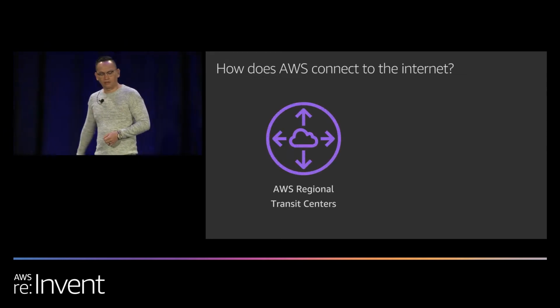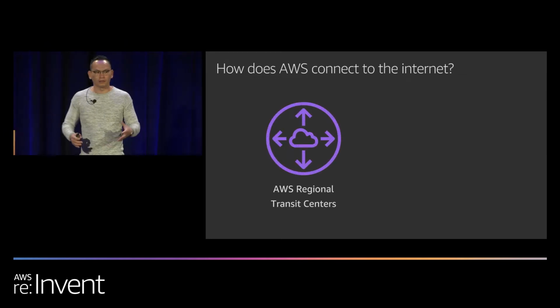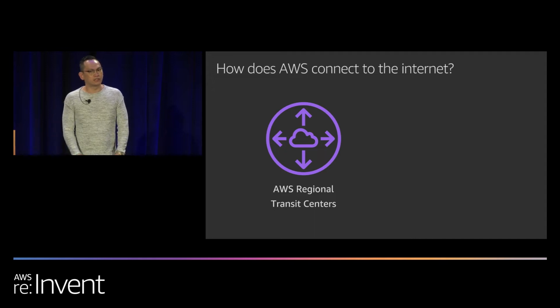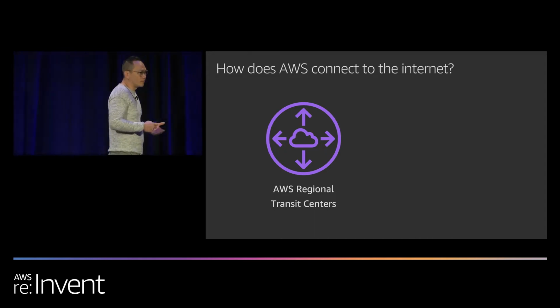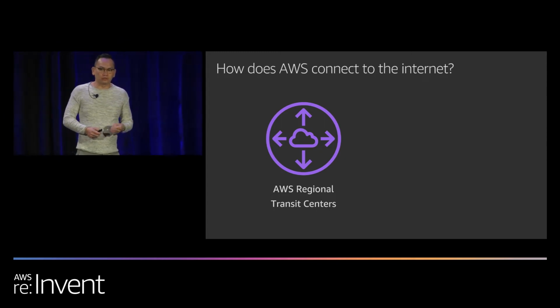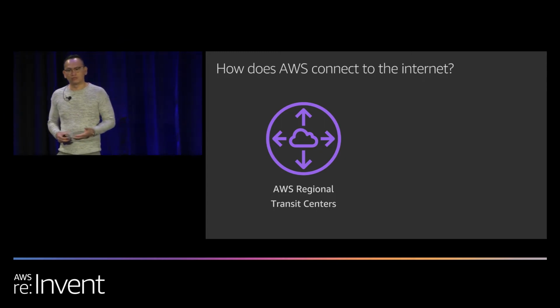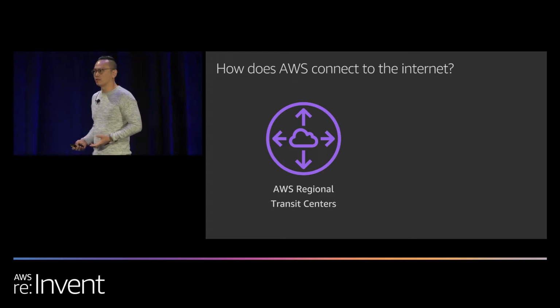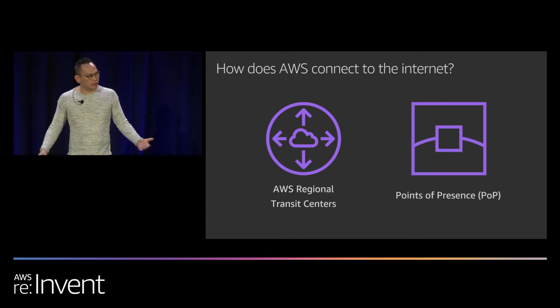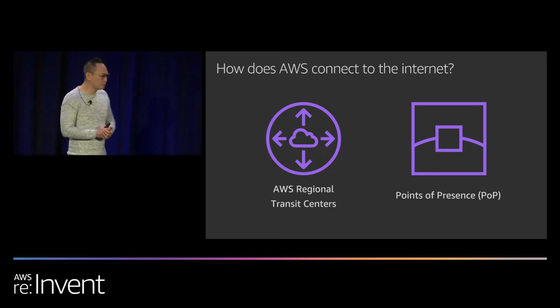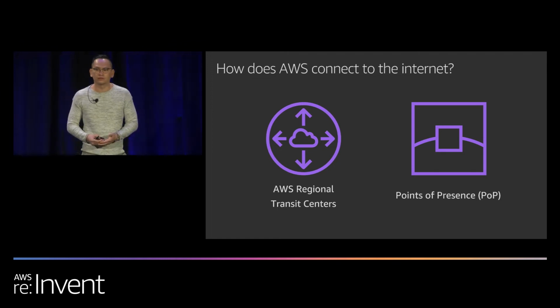Okay, so I talked about the backbone network and the infrastructure on the backhaul, but how do we actually connect to the internet, right? The first way that AWS connects to the internet is through our regional transit centers that sit within the AWS regions themselves. Networks can come and peer with us directly there. But we also have our points of presence, our edge POPs. These points of presence are the same edge locations where we deploy CloudFront and other edge services like Route 53 and more, right?